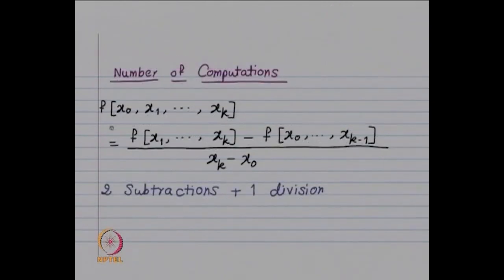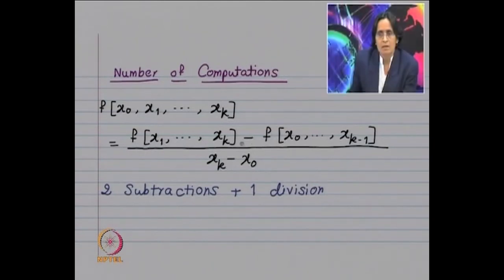Now, the recurrence formula for the divided difference based on k plus 1 points is given by f[x1, x2, ..., xk] minus f[x0, x1, ..., xk minus 1], divided by xk minus x0. So, here are k plus 1 points, here are k points, here are k points. In case we have the divided differences based on k points available, then what we need is one subtraction here, one subtraction here. So, total two subtractions and then one division. Now, this is for one divided difference.